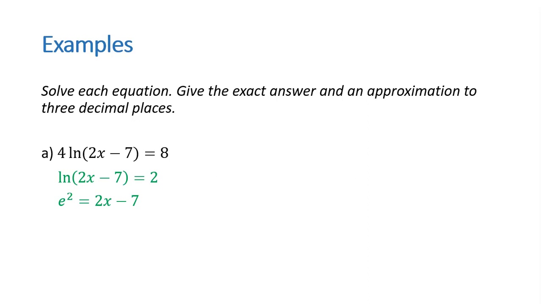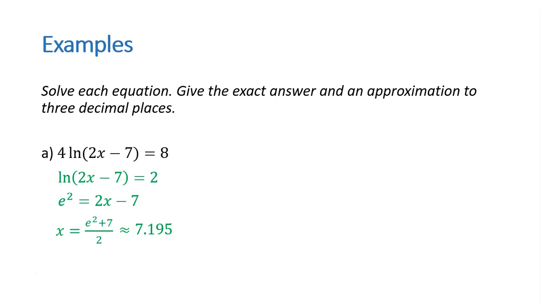Now we need to solve for x. So x is multiplied by 2, and we also subtract a 7. So I need to move the 7 and I need to move the 2. So if I do this, I'm left with x is equal to e squared plus 7 divided by 2, which, if we plug into the calculator, is approximately 7.195.